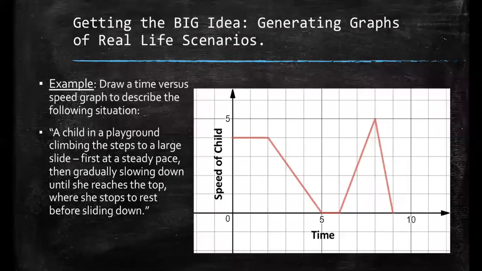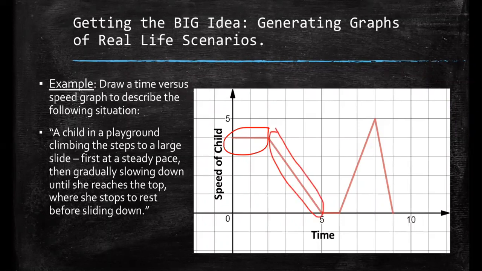Okay, so this is my graph of her speed versus time. So we started off at a steady pace. It was very important here that wherever your speed is at, it's above zero and it's steady for a certain amount of time, meaning that your speed stays constant for a certain amount of time. Then she slowed down. So it's very important that at some rate, you're slowing down for a period of time. And it also says until she reaches the top where she stops. So it's very important that you have a speed of zero for a certain amount of time where the child stops at the top of the slide.